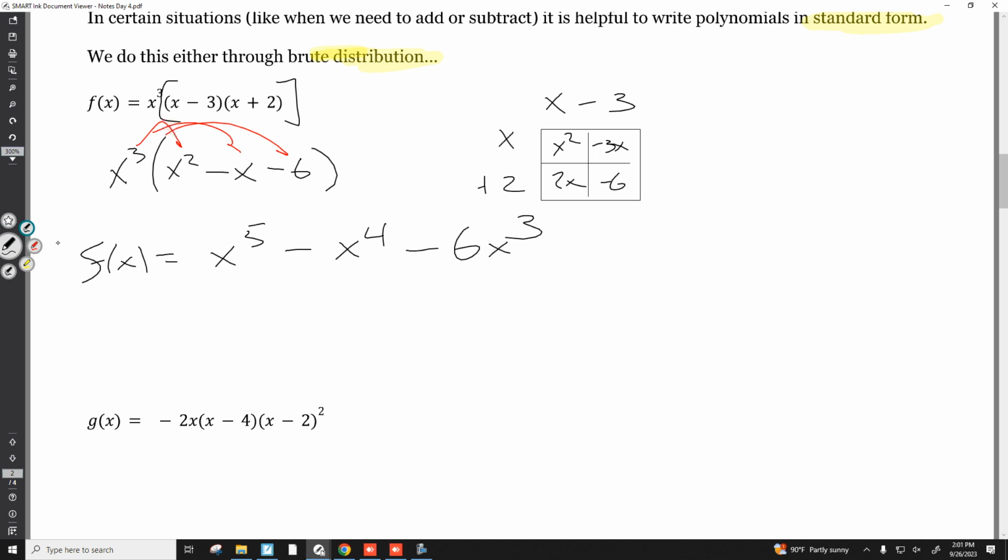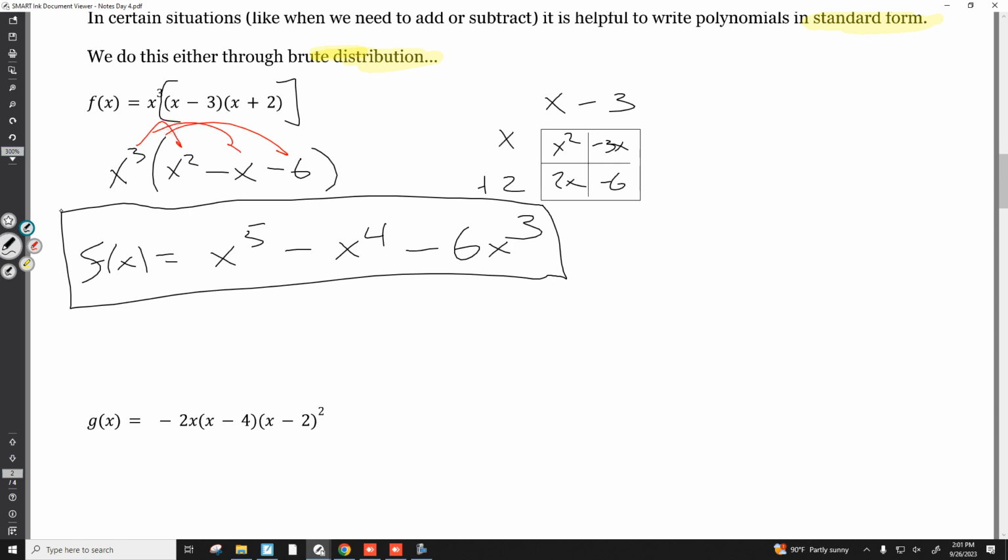Cool. Having this is sometimes advantageous. The only way we can add polynomials together is to have standard forms of polynomials. Let's say I wanted to add g to f. Well, the only way to add it and simplify it is to see what g is in standard form. So let's figure out what g is.